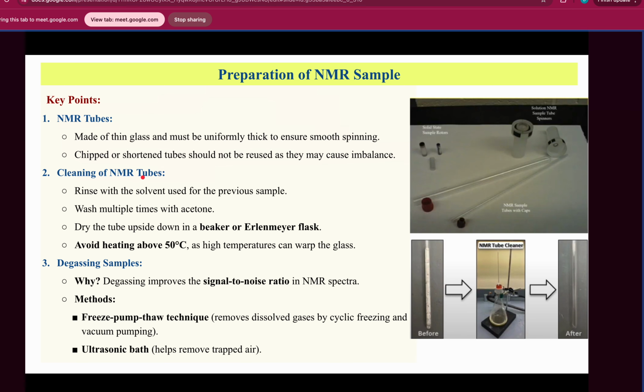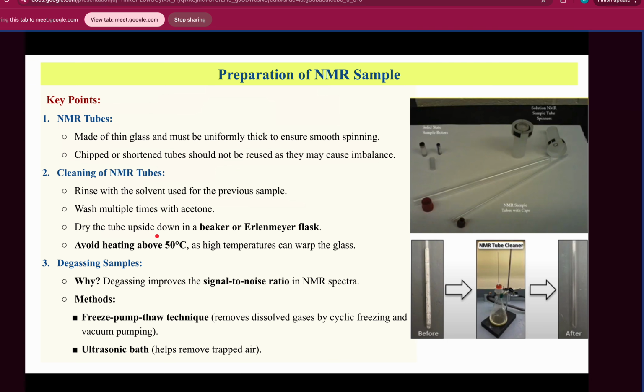Then cleaning of NMR tubes. Cleaning should also be done, because if you are observing a sample and your tube is not clean, then it will give impurities. So rinse with the solvent used for the previous sample. Because you are using multiple samples, if you do not rinse it, it is possible that it will bring some impurities from the previous sample. So we need to wash it multiple times, and we generally wash it with acetone.